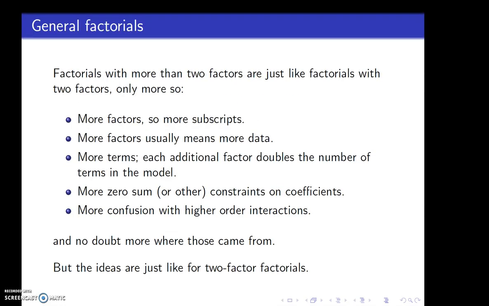Factorials with more than 2 factors are just like factorials with 2 factors. We just have more factors. So we have more subscripts, we have more data, we have more terms in that model, we have more zero-sum constraints. And here's his snarky side coming out. Gary says, and we have more confusion with higher order interactions. I have a hard time going beyond 3, to tell you the truth, and making sense of it in practical settings. But the ideas are just like the 2-factor.